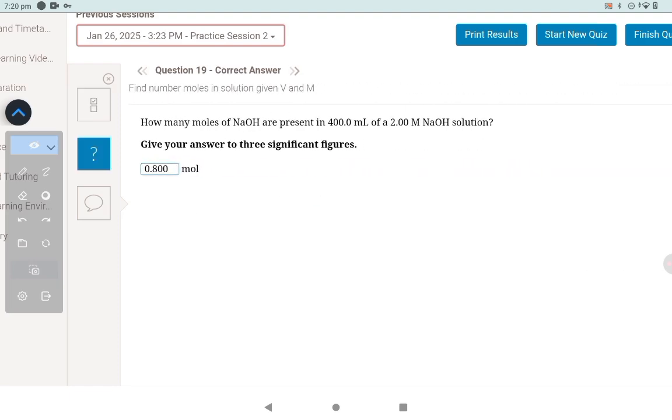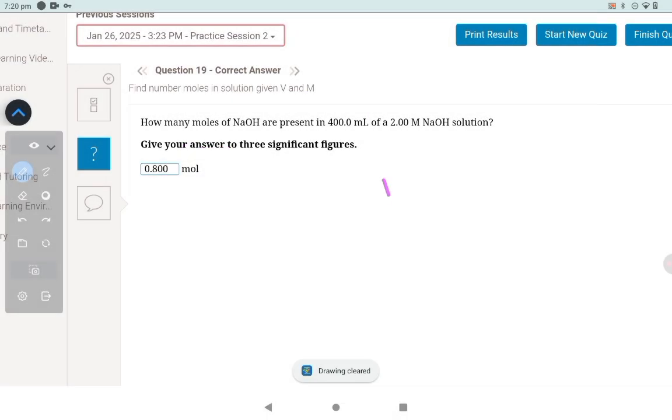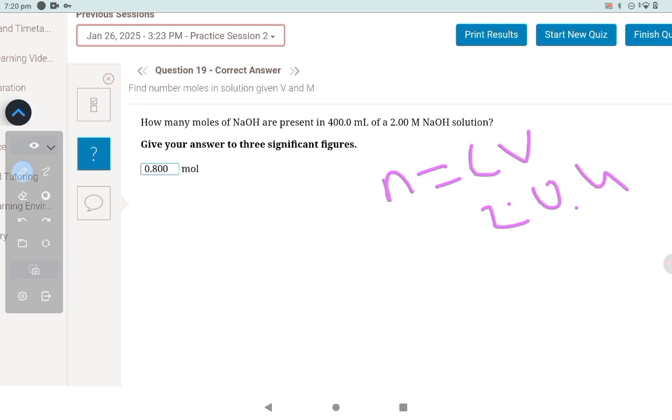Okay, how many moles of NaOH are present in 400 milliliter of a 2 molar NaOH solution? We have n is equal to CV. C here is the concentration, which is 2. Volume being 400 milliliter, which is 0.4 liter, because we divide by 1000. So 0.4 multiplied, we get the moles, which is 0.8. To 3 significant figures, 0.800.